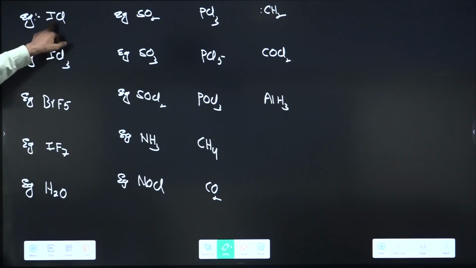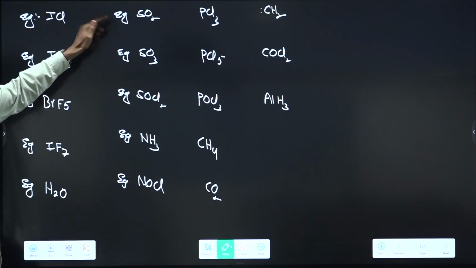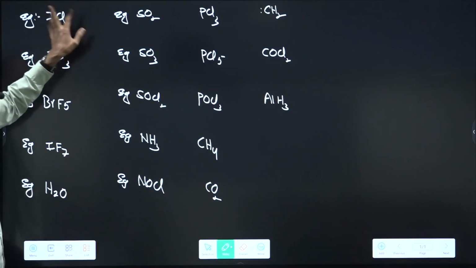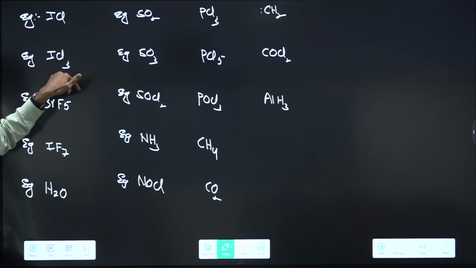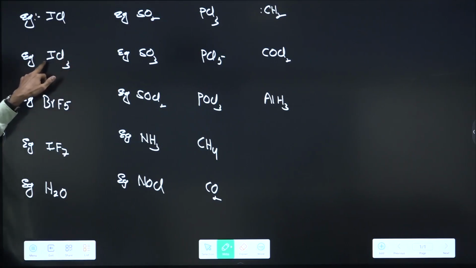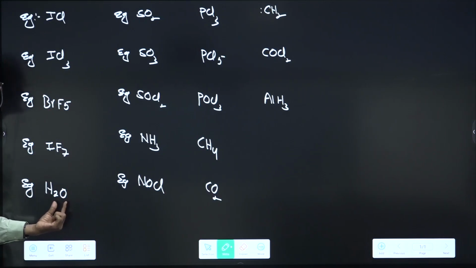Here how many lone pairs do you have? Iodine carries... iodine belongs to which group? 7. 7 minus how many sigma bonds? Only 1. So 7 minus 1, 6. 6 by 2, 3 lone pairs. And here iodine 7, 7 minus 3, 4. 4 by 2, 2 lone pairs. Here you can calculate directly. So here all are monovalent elements, there is no problem at all. How many lone pairs are present on oxygen in H2O? 2 lone pairs. 6 minus 2, 4 by 2, 2.